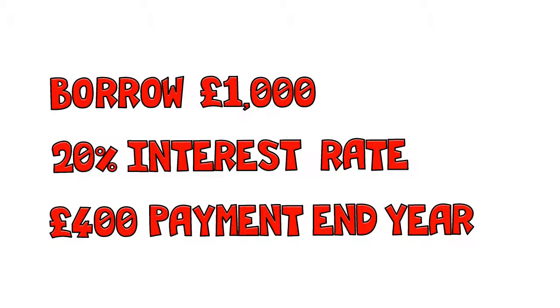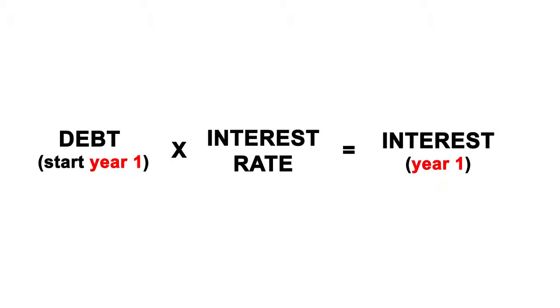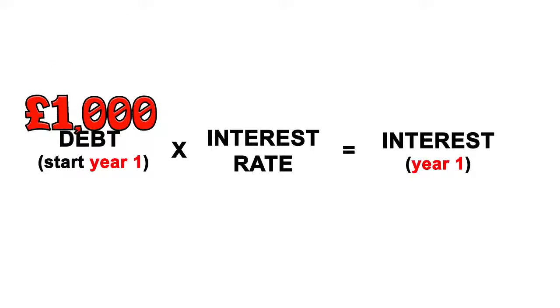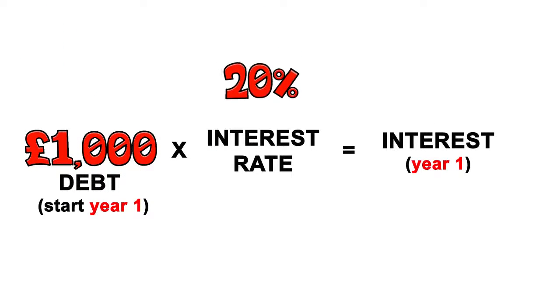Let's take the example where you borrow £1,000 at a 20% interest rate, and let's say you make a £400 payment at the end of every year. The first thing we need to do is calculate the interest for year 1. We do this by multiplying your debt at the start of the year by the interest rate.